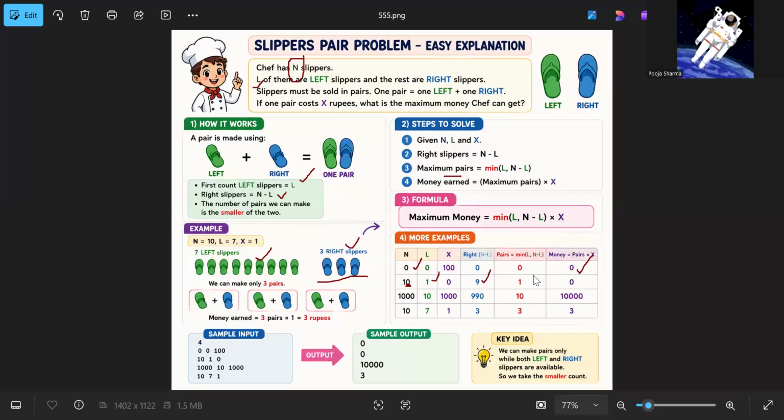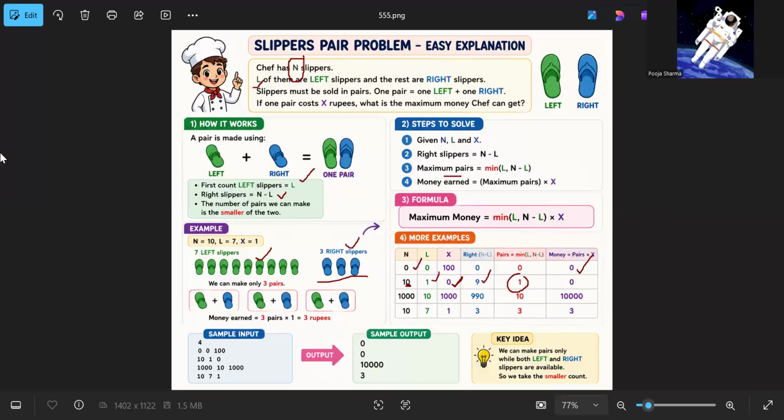If you have 9 right side and 1 left side, only 1 pair you can make, because you cannot have right side on both the sides of your leg. Like on left you cannot wear right, so the minimum will be 1. Okay, so the pair that they can create is 1. Now since 1 is the number of pairs they can create, but the x given is 0, the money will be 0, because anything multiplied by 0 will give you 0 as an output. So you have to make it like this.